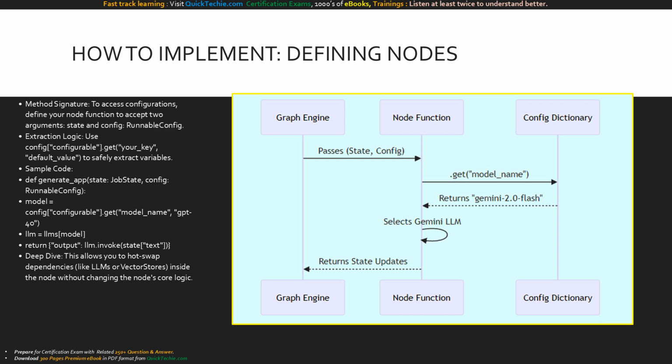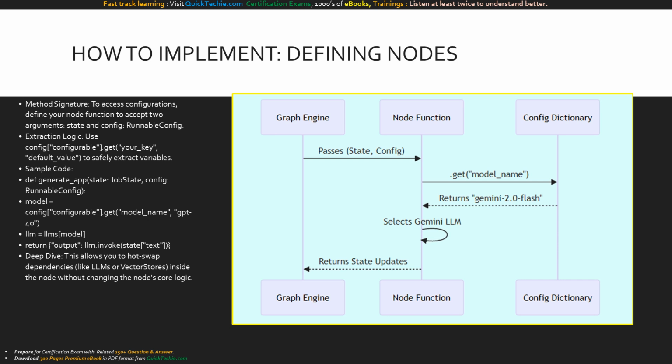Look at the sample code on the slide. The GenerateApp node pulls model name dynamically from the config. If it's missing, it defaults to GPT-4o. It then uses this string to select the correct LLM from a dictionary of initialized models and proceeds with the invocation. This is a deep architectural win. You are hot-swapping heavy dependencies at runtime without ever rewriting the node's core logic.